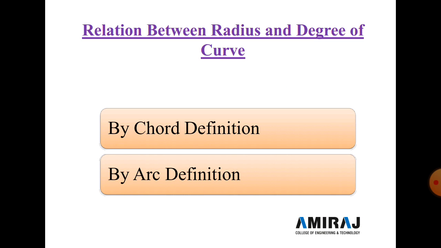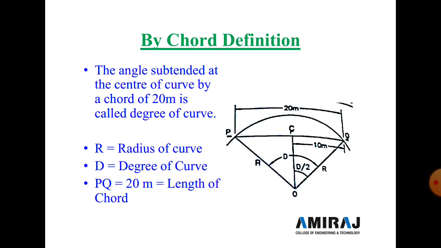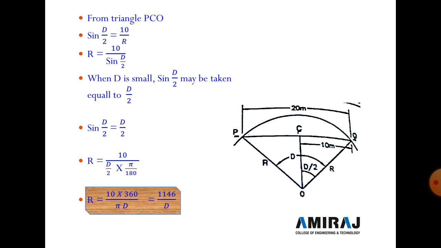Now next is the relation between the radius and degree of curve, by chord definition and by arc definition. By chord definition, the angle subtended at the center of the curve by a chord of 20 meter length is called the degree of curvature. R is the radius of the curve, D is the degree of the curve, and PQ is the 20 meter length already given. Clear? So that is by chord definition.